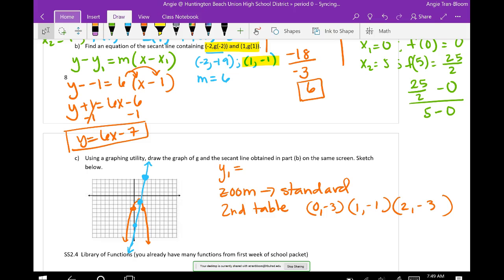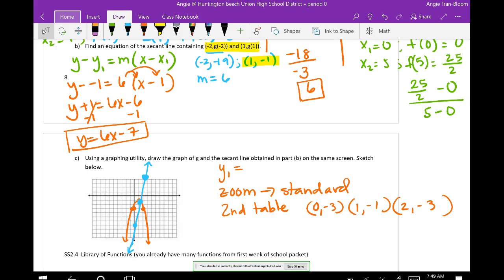Okay, so now look at this line and look at the curve. Remember, the secant line is supposed to intersect the graph at 2 different points. But look at this. Is it intersecting the graph at 2 different points? No. Why? How come it's not on our graph? What's happening to -2 when we had it earlier?